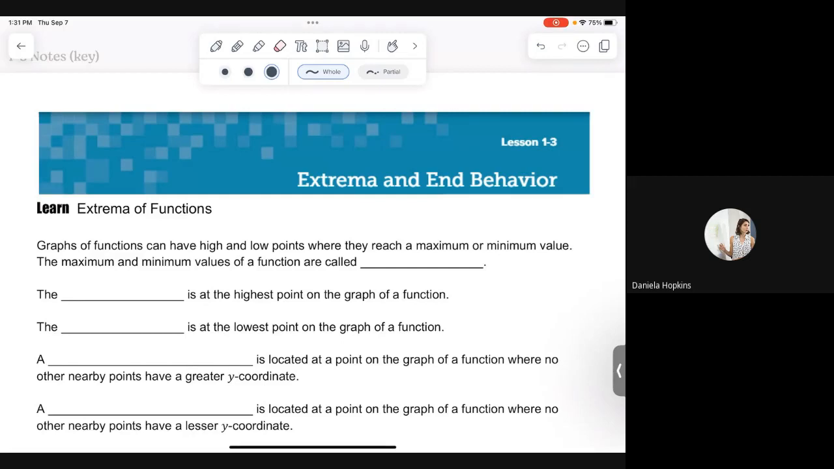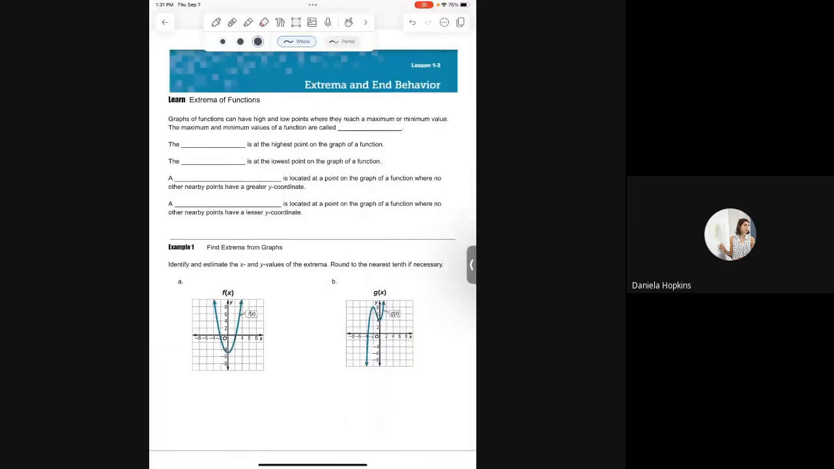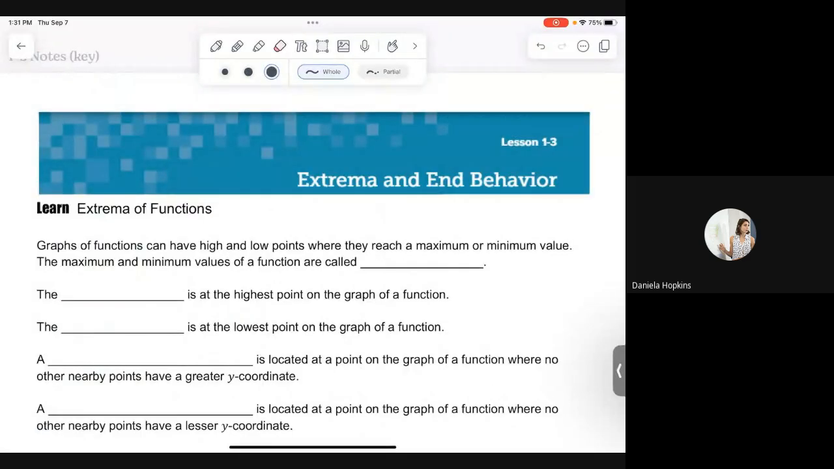So today we're going to talk about extrema and end behavior.